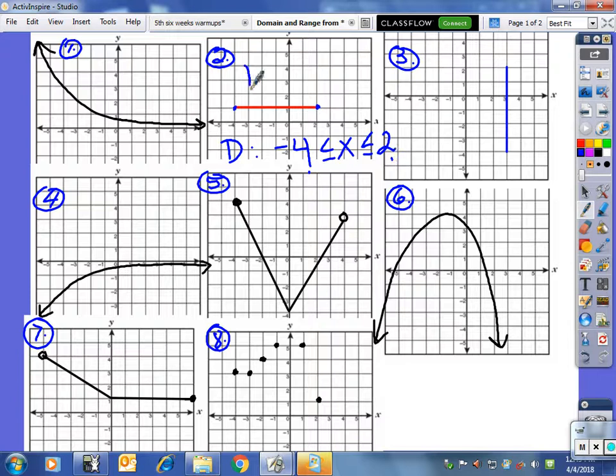The range is the top and bottom. Well, something weird's happening here. It's only got one value for all of the y's. What is it? Y equals 1. Every y value on this line segment is 1.